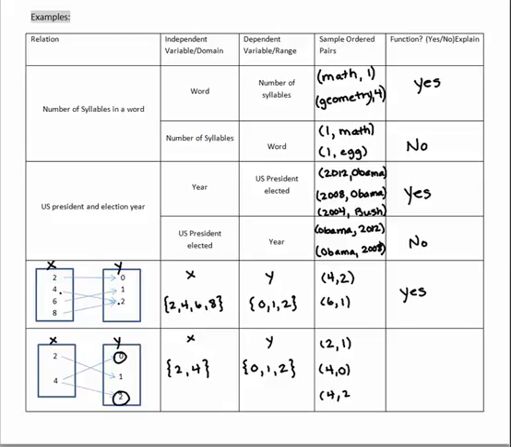And so we have a problem. The input 4 has 2 possible outputs. And I have to say no. This is not a function.